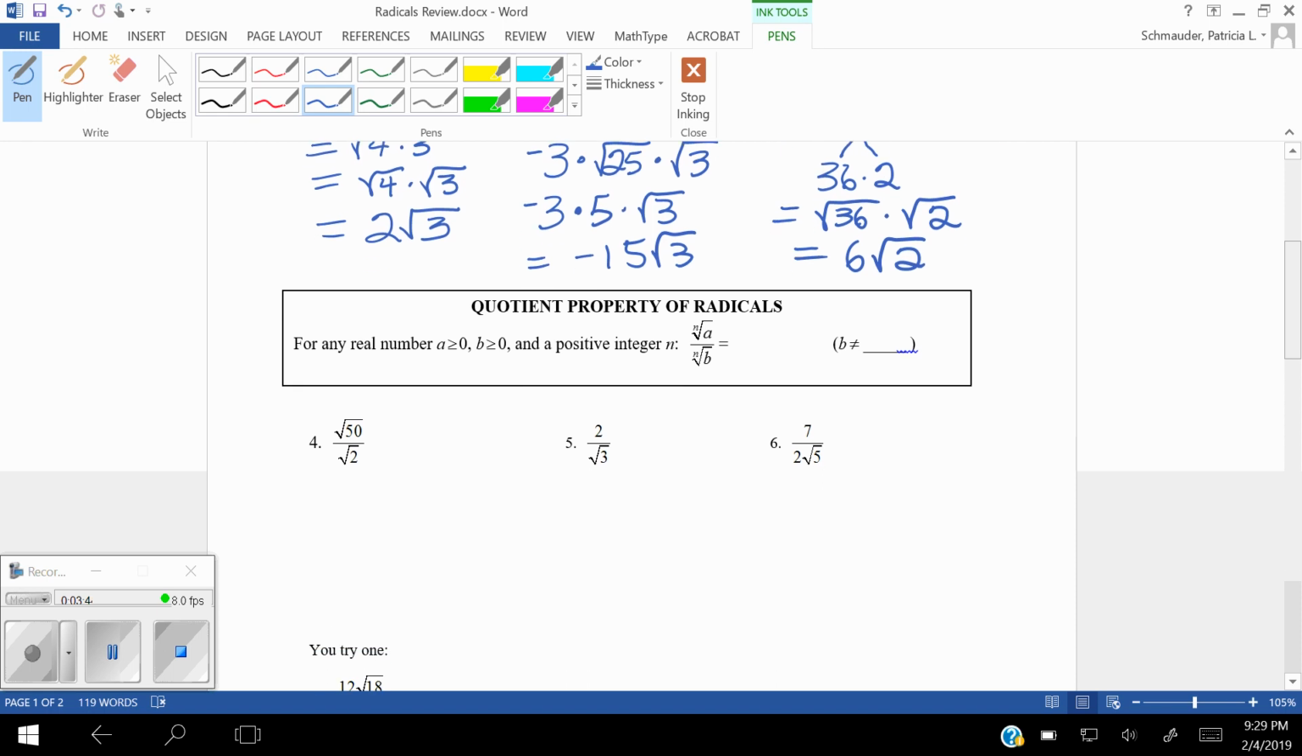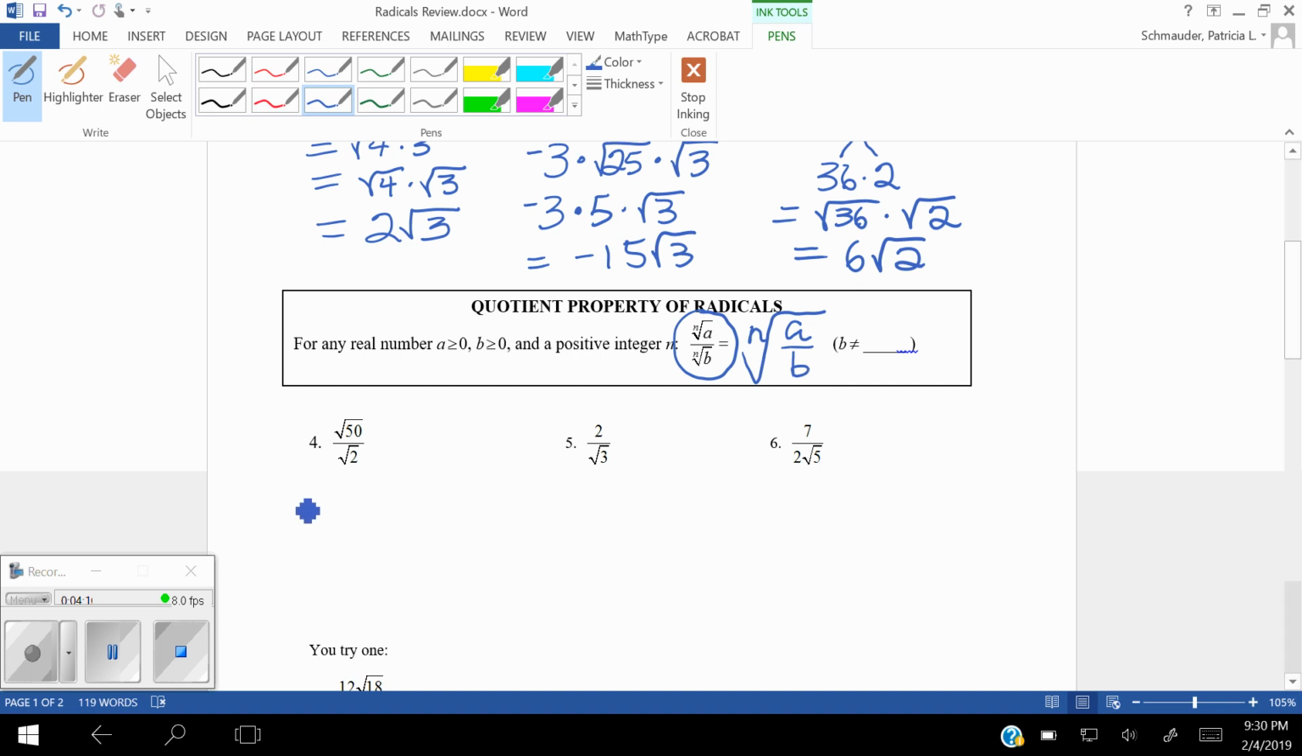Now we've got the quotient property of radicals. Again, if we've got real numbers a and b and they're both positive, then we can take the nth root of a divided by the nth root of b, and combine it to be the nth root of a divided by b. So in other words, we can take the quotient of a divided by b, and then we can take the nth root, the square root, cube root, whatever we're doing there.